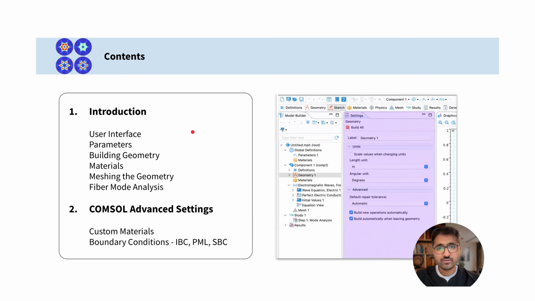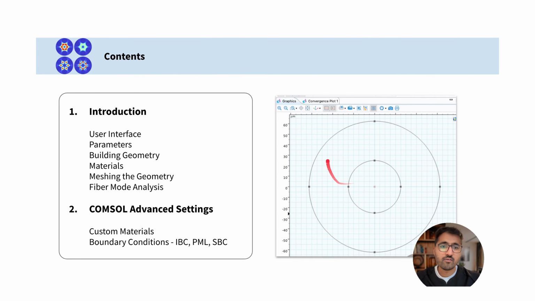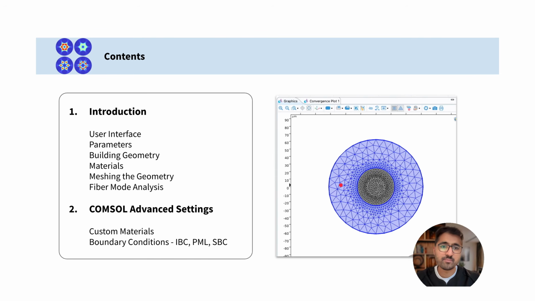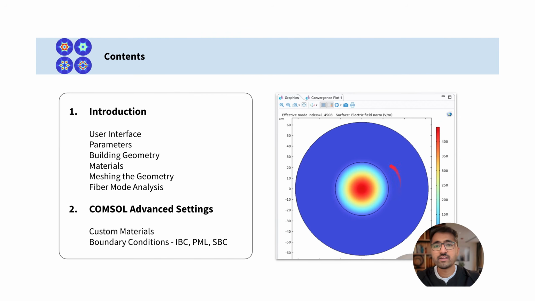So in the first section of this course, we start with introducing COMSOL as a software. We discuss the user interface, how to create a parameter list, then how to build geometries, how to assign materials to these geometries, then meshing this geometry, and finally a mode analysis. So all these concepts are discussed in detail in the very first section.